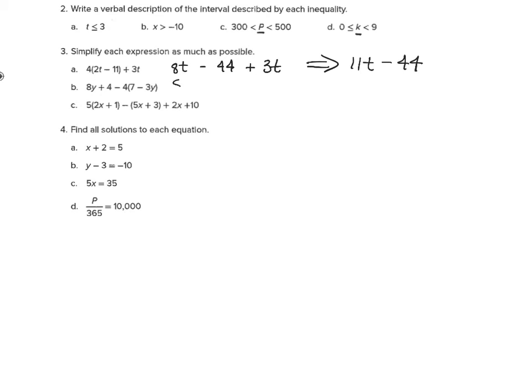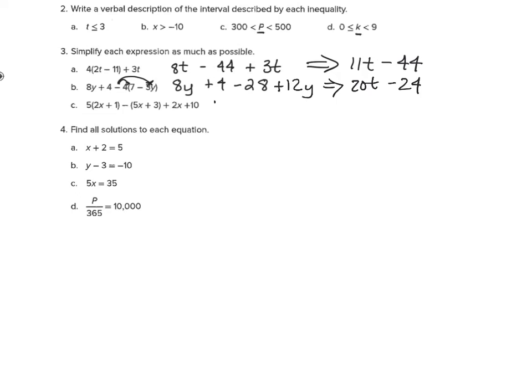All right, on this next one, I'm going to go ahead and write down my 8y plus 4. And then I'm distributing that -4 to both terms in the parentheses. So minus 28. And then that -4 times -3y will give us a plus 12y. Combining like terms, I have 8y plus 12y is 20y. And then 4 minus 28 is -24, so minus 24.